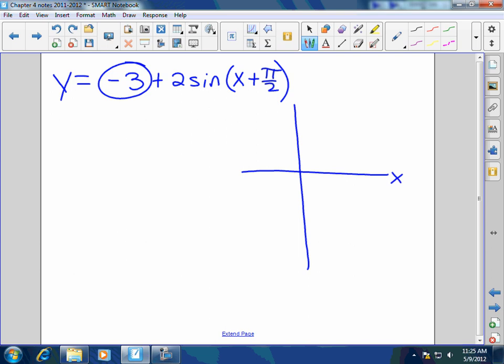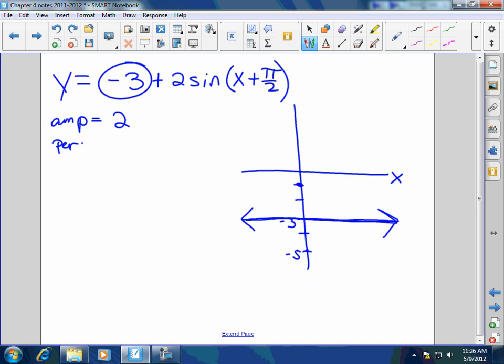My baseline is originally the x-axis. But now I'm shifting this down to negative 3, right? So go down to negative 3. Make a nice prominent line. That's your new baseline. What's my amplitude? 2. So from the baseline, you're going to go up 2, that's going to be your peak. Down 2, that's going to be where your trough is at. You feel me? The amplitude goes up or down from the baseline.